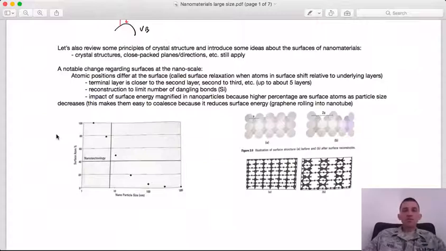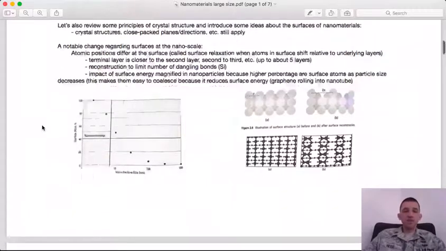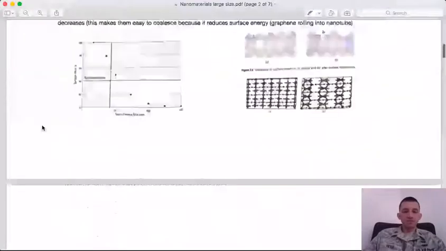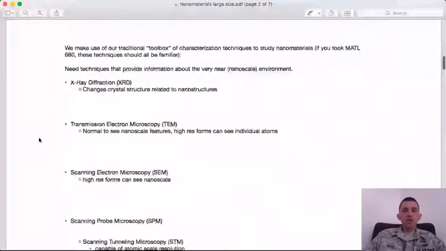You can imagine how this fundamentally changes the properties of the material when the structure of most of the atoms is no longer the bulk crystalline structure, but this reconstructed surface. The energy of those surface atoms is higher, which makes them more reactive, and those particles can coalesce in order to decrease the surface energy. So you get different behavior at the nanoscale: different reactivities, and they can behave very differently than the bulk material. So that's just one example.